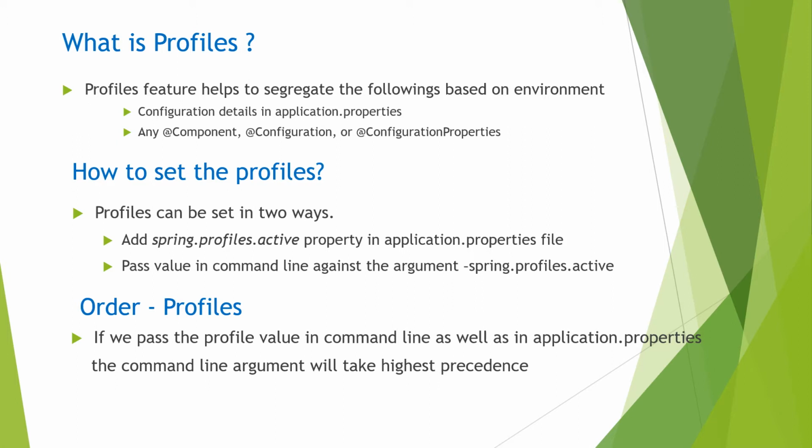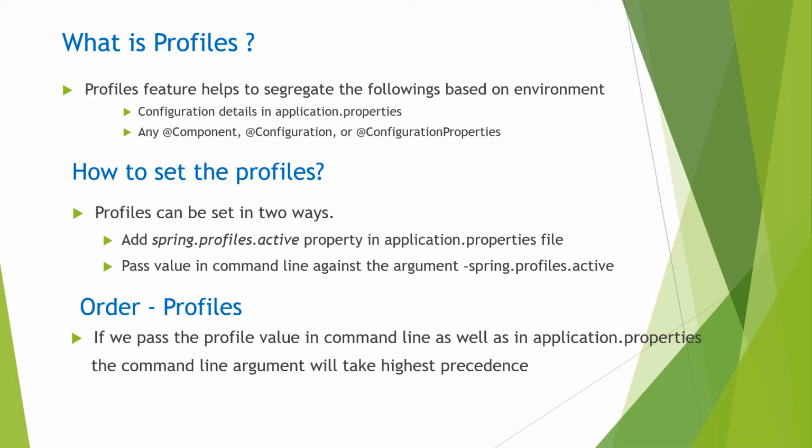Another way around is, as we all know, a Spring Boot application can be executed as a simple Java application with java -jar. So once we run that Spring Boot application, we can also pass arguments. In that command line argument we can pass spring.profiles.active with the corresponding value. So in these two ways we can set the profiles, and we will see with our small hands-on how we can set the profile in our property file.